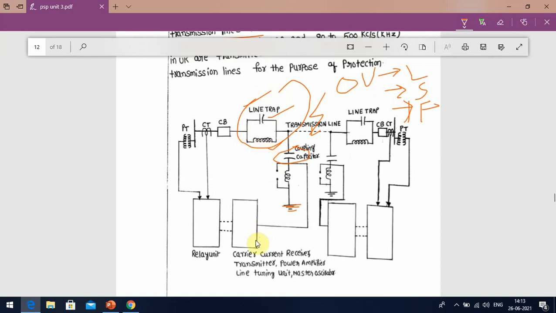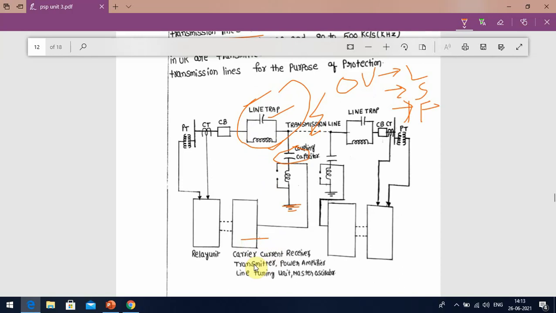And the next one is the electronic equipment. This electronic equipment has three parts: one is the transmitter unit, the second is the receiver unit, and the third is the relay unit. First, what is the transmitter unit?